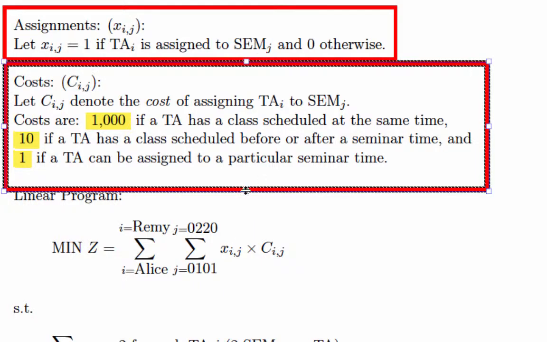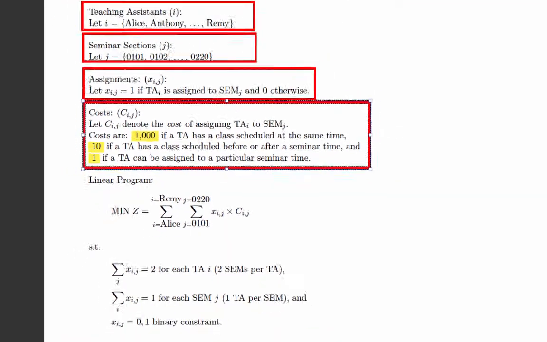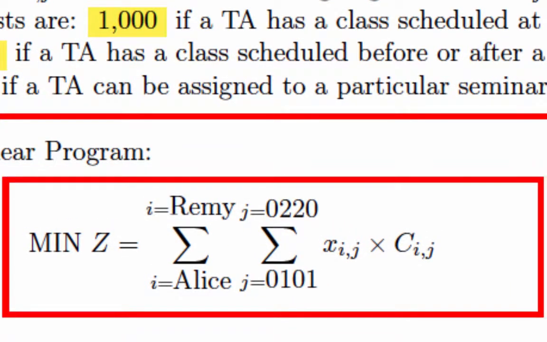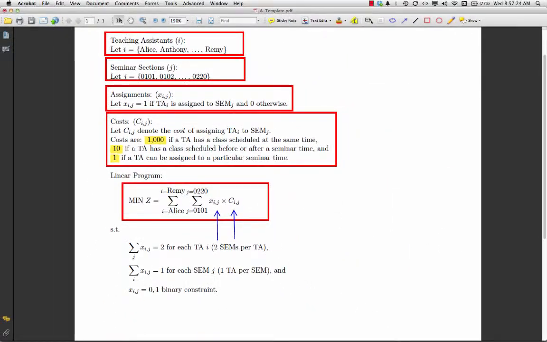And then here's our linear programming function. So our objective function here, we want to minimize the total cost. How do we do that? Well, we take our 1s and our 0s and we multiply them by our costs, and we add that up across all of the teaching assistants and all of the seminars, and that'll give us the total cost function.